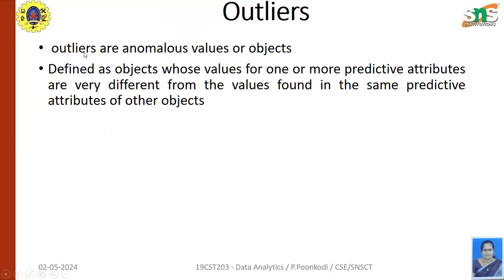The outlier is an anomalous value or object. This term is used to define an object whose values for the predictive attributes are very different from the values found on the predictive attribute.